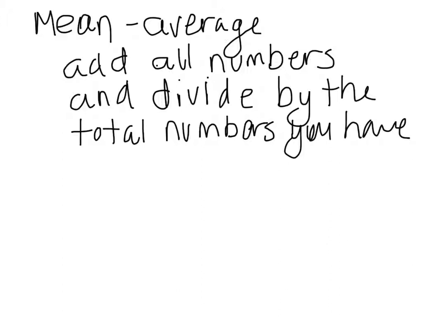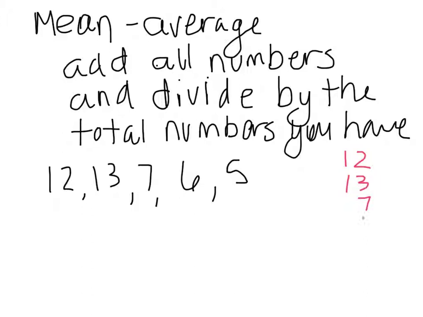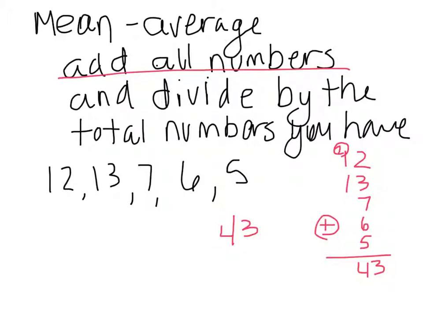So, for example, if I put down a bunch of numbers, 12, 13, 7, 6, and 5, and I want to find the mean of that, the first thing I need to do is add those numbers together. 2 plus 3 is 5, plus 7 is 12, plus 6 is 18, plus 5 is 23, carry a 2. 2 plus 2 is 4. So the total number I get is 43. That is the add all numbers part.